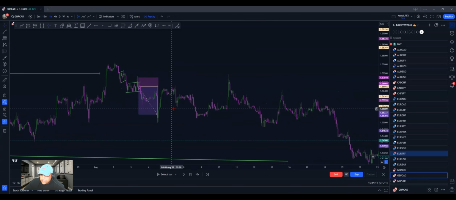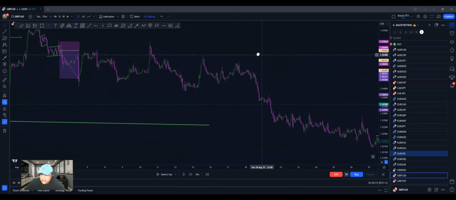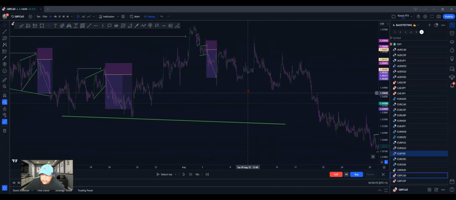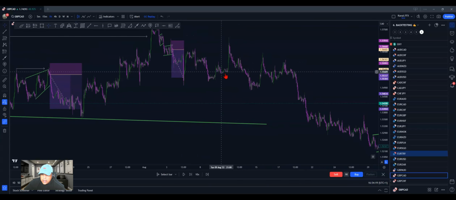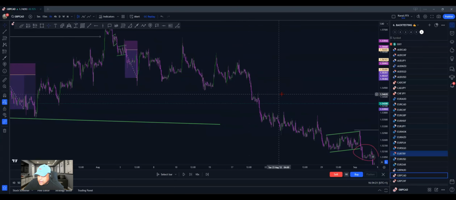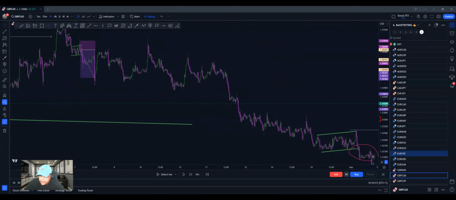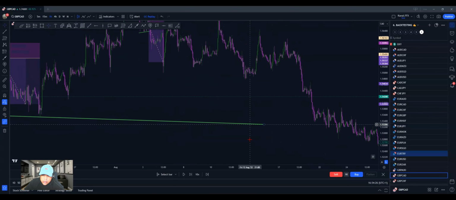So, yeah, nothing just yet. Scanning that, nothing really pops out. You know, these continuations down here just didn't get an entry as well, which is nice, because it keeps you out of them low quality trades. This one is quite interesting.